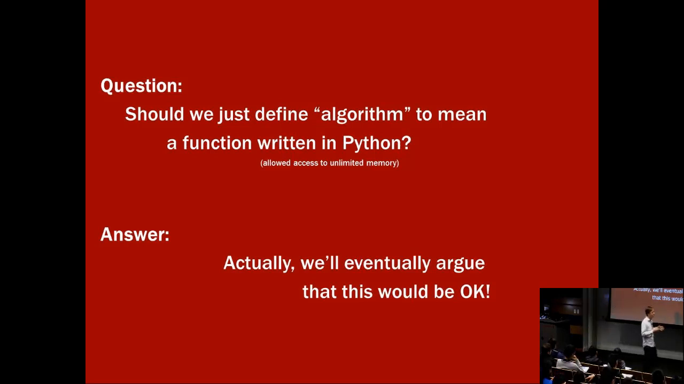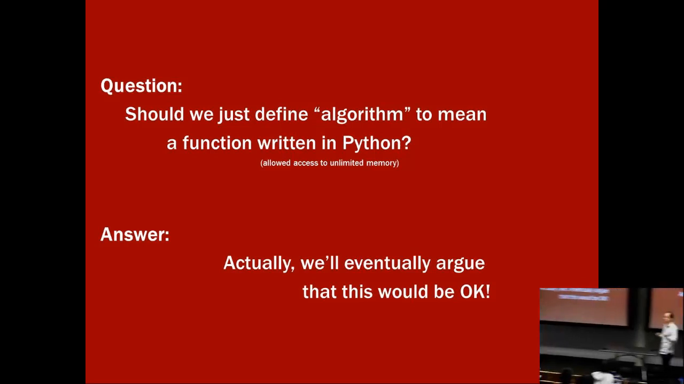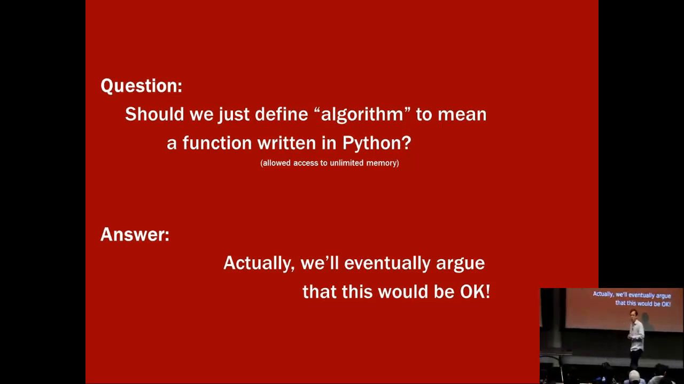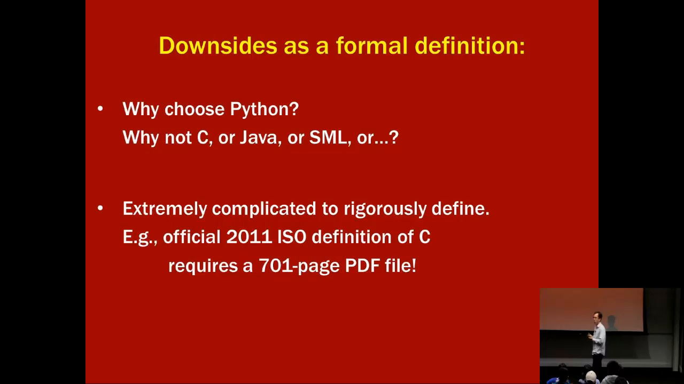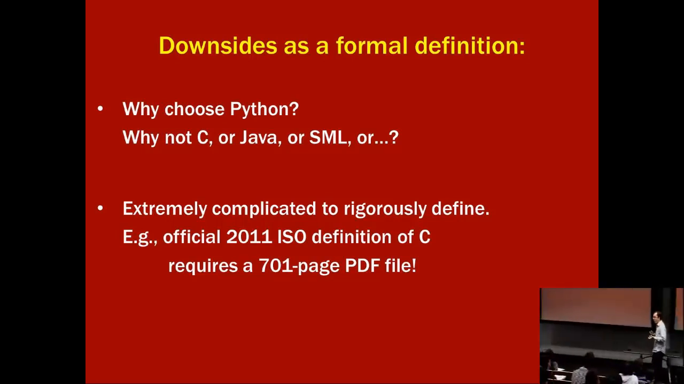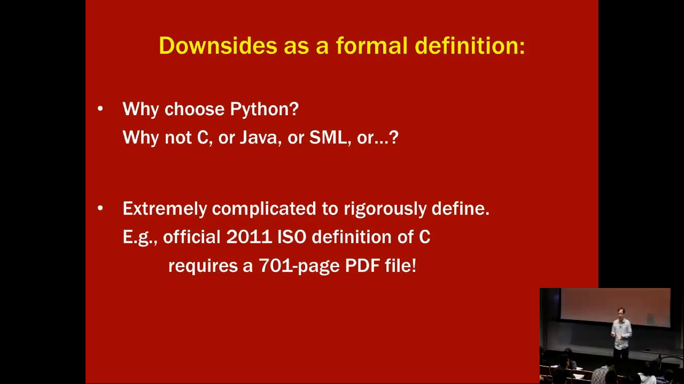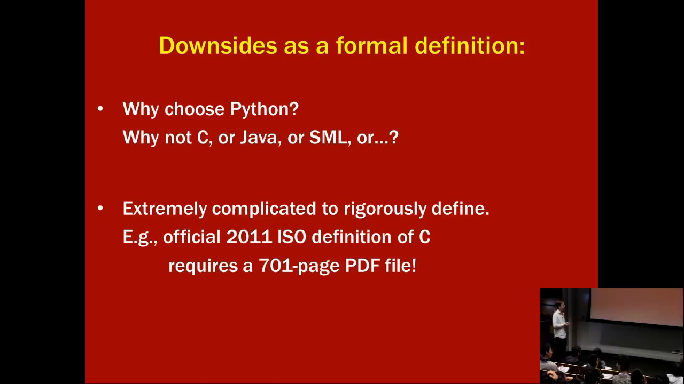OK, so there's actually nothing too mysterious about what we're going to mean by algorithm. It really is going to end up being anything that you could compute with Python. Still, there are some downsides as a formal definition, some of which were mentioned or suggested. One of them is it's kind of arbitrary to fix the programming language, like Python. Why didn't you choose C, or why didn't you choose Java, or standard ML, or what have you. So that's one kind of unnatural aspect of the definition.